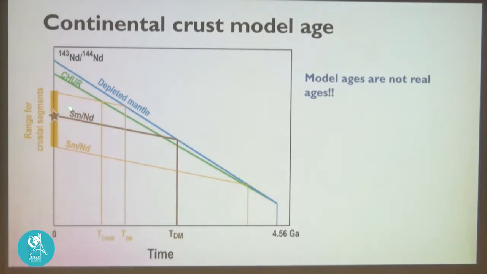So what we can do is measure all sorts of crustal samples to try to define the present value and the range, and make an average and use the parent-daughter ratio, samarium and neodymium, to estimate an age. That's a model age. And the model age here is shown as the model age relative to depleted mantle. These are not real ages, but it's just an average. It provides an average.